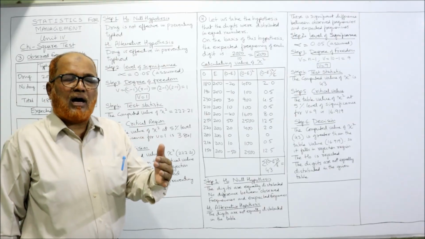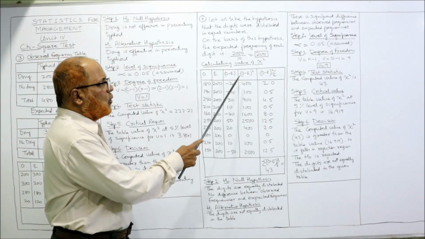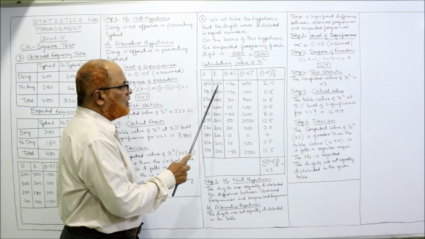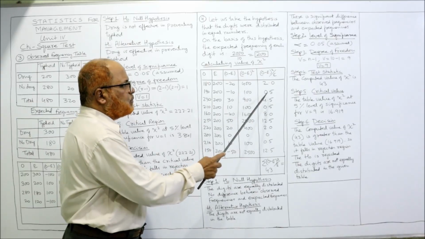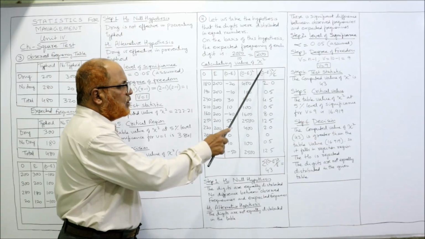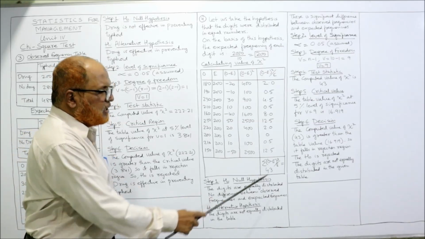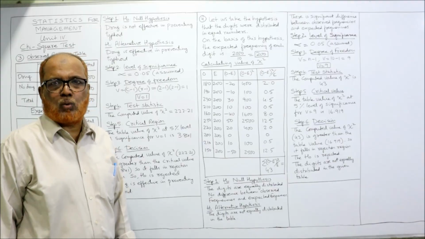Now after squaring, divide by the expected frequency: O minus E whole square divided by E. So 400 divided by 200 is 2. 100 divided by 200 is 0.5. 900 divided by 200, you will get 4.5. So O minus E whole square divided by E, the total is 43. This is the computed value of chi-square.